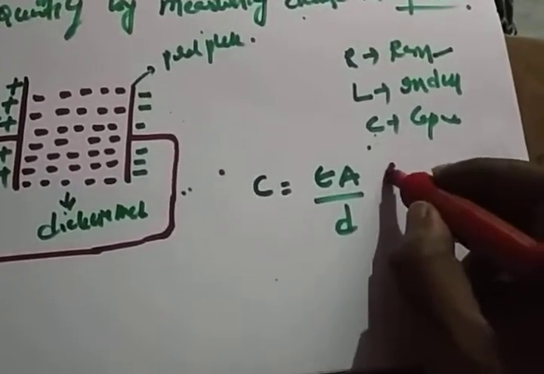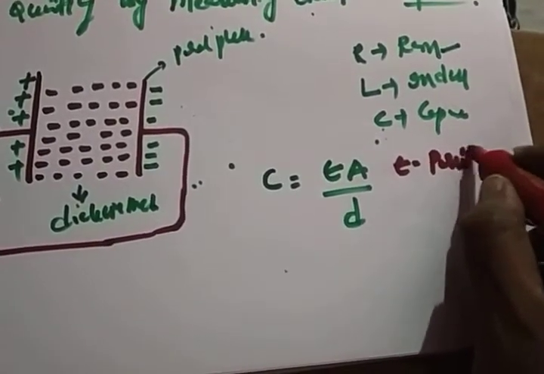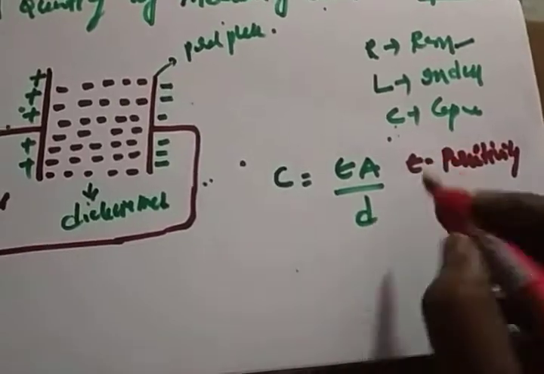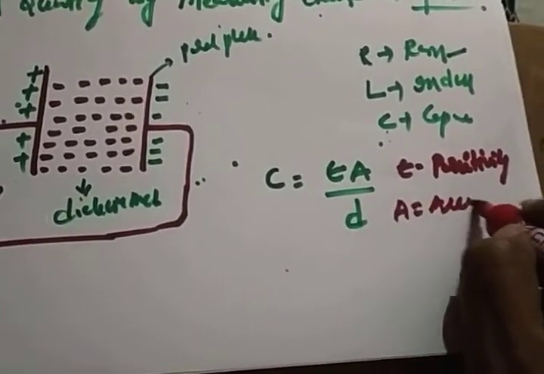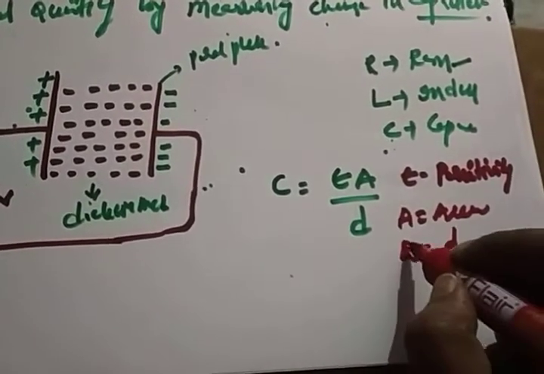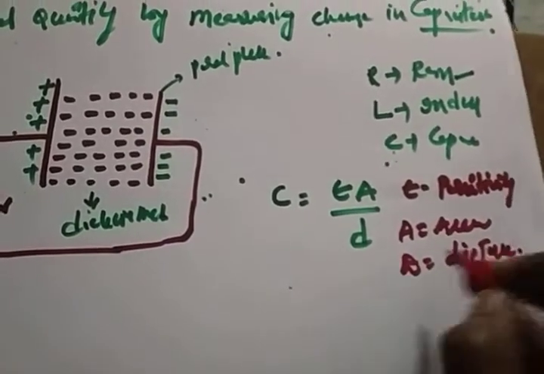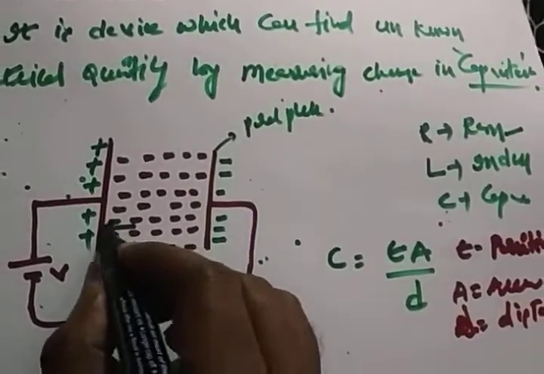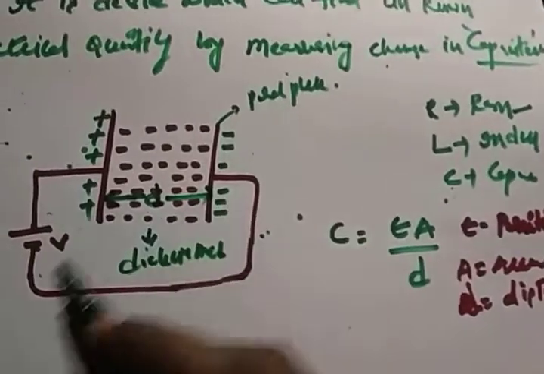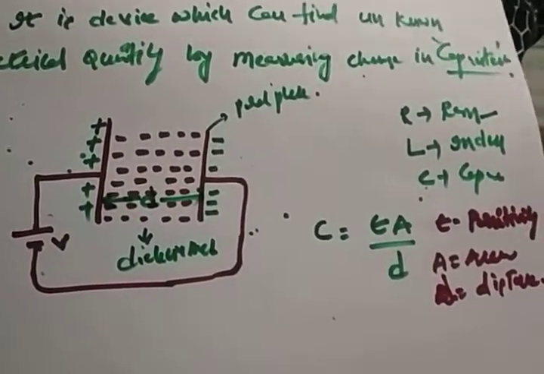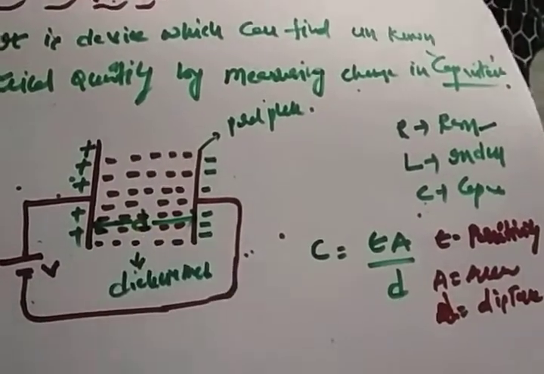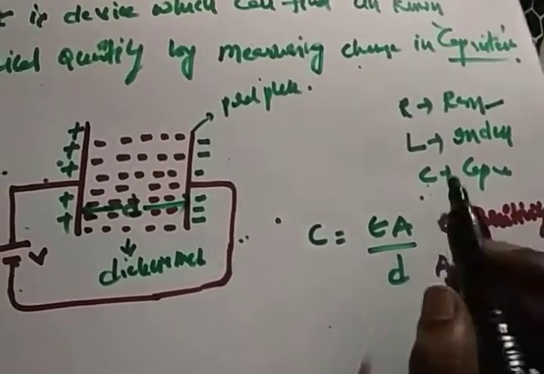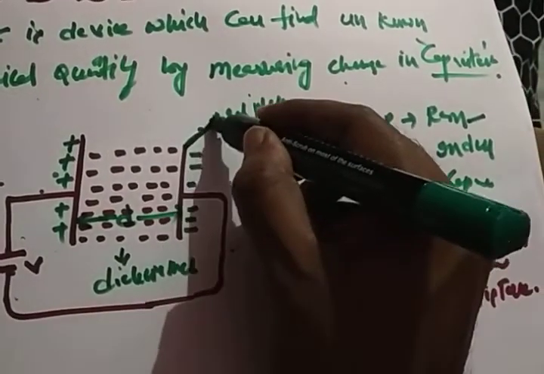So what is epsilon? Epsilon we can call the permittivity. A is nothing but the area, and d is nothing but the distance. The distance between the plates we denote by d. The area is the cross section area, so the area is this one.